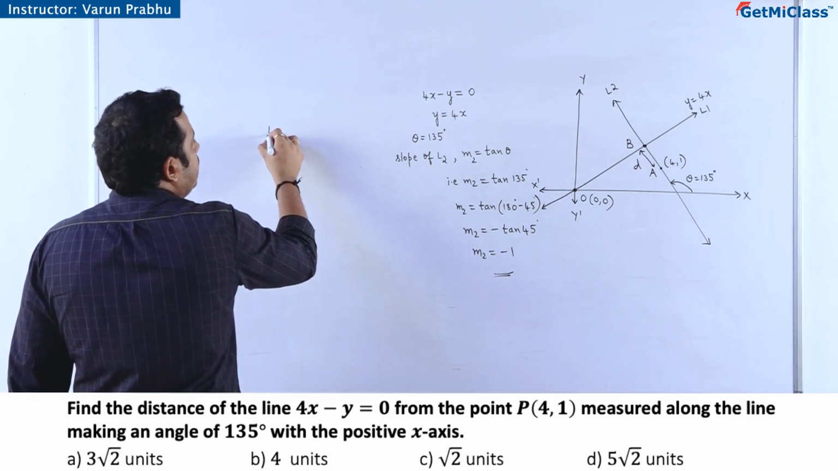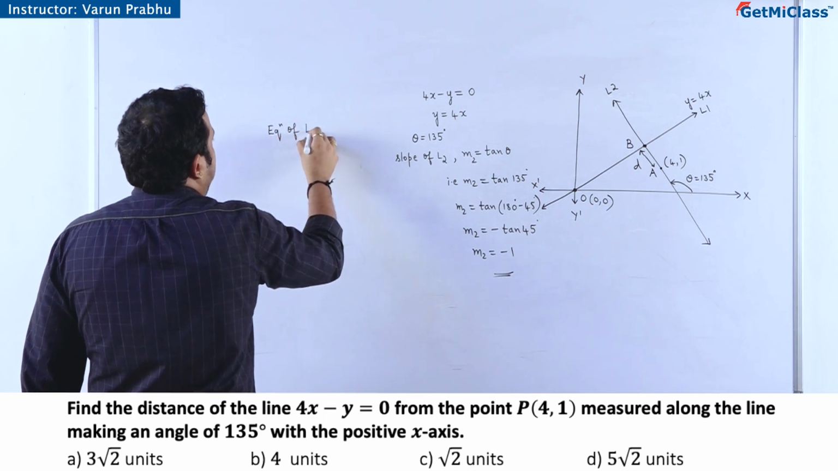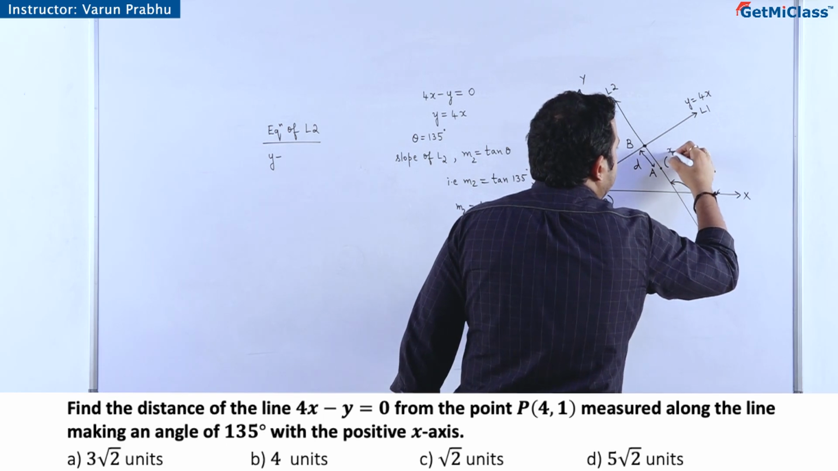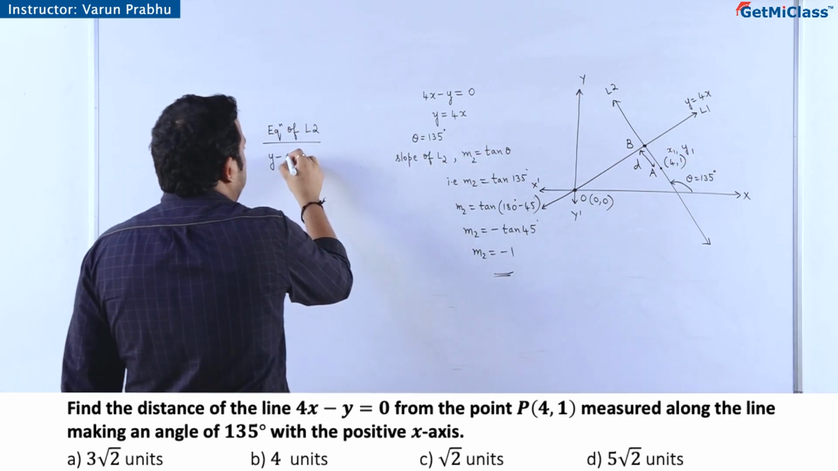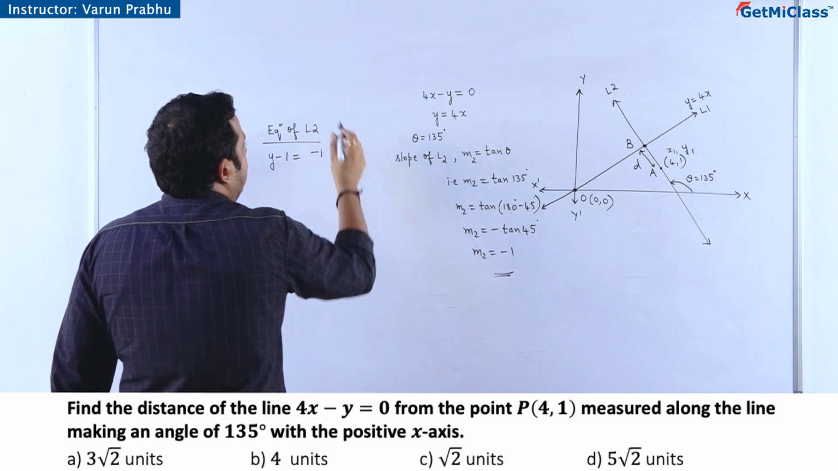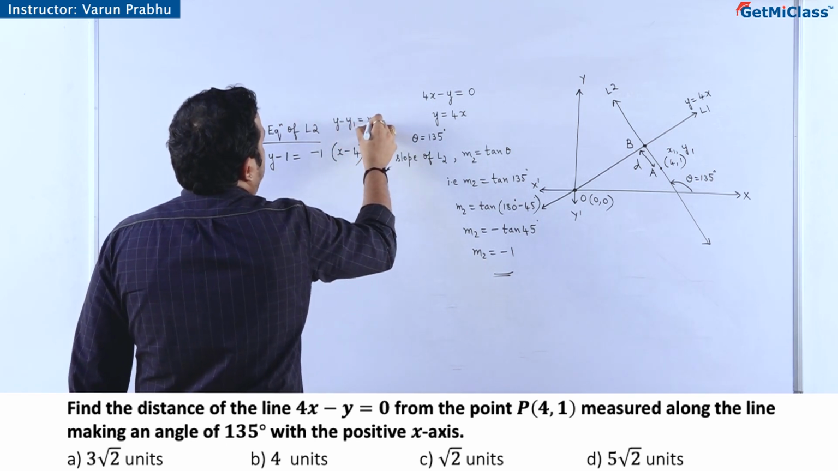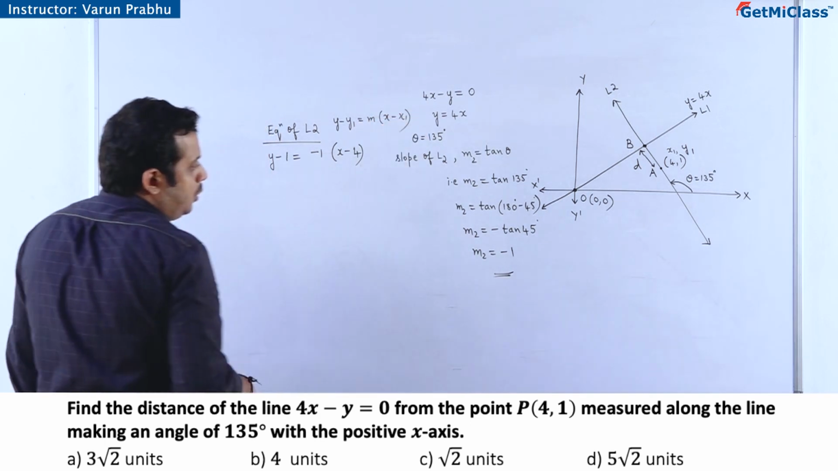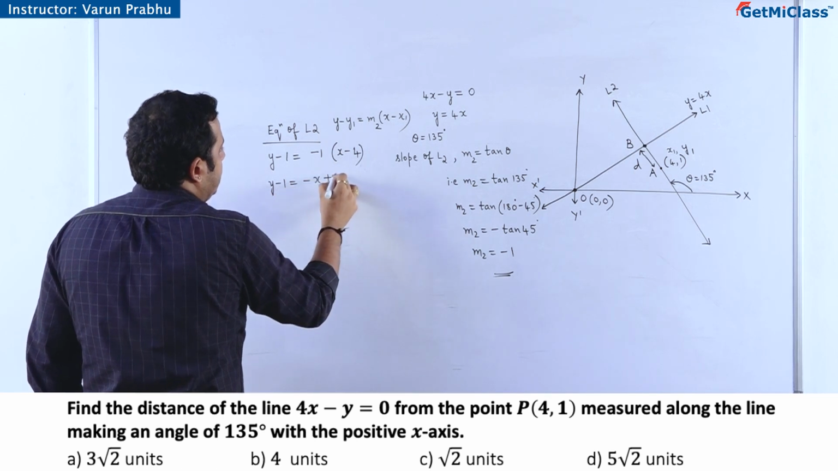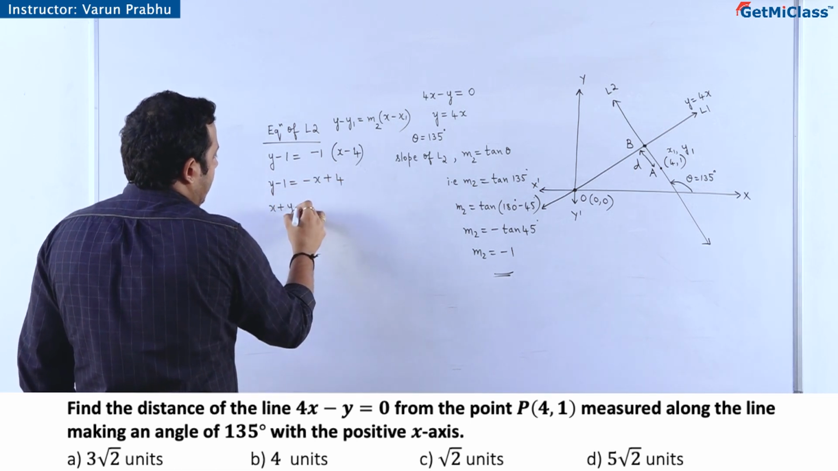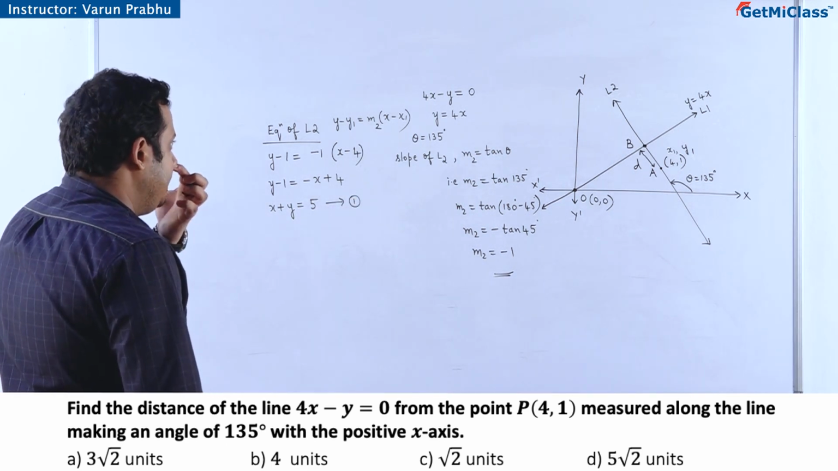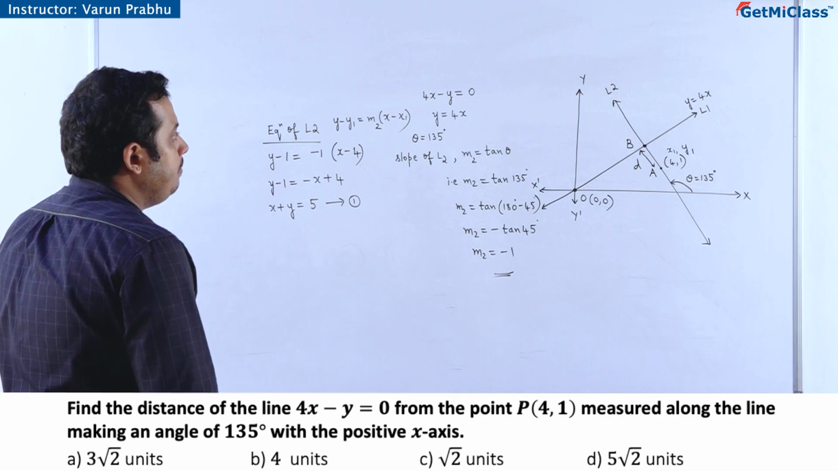Now the equation of L2. How do you calculate the equation of L2? It is y minus y1, where this is the point under consideration, (x1, y1). Y minus 1 is equal to m into x minus x1, the point slope form. Here this is m2. Y minus 1 is equal to minus x plus 4. So I can say x plus y is equal to 5. This I'll put as equation number 1. X plus y is equal to 5. Is it okay?